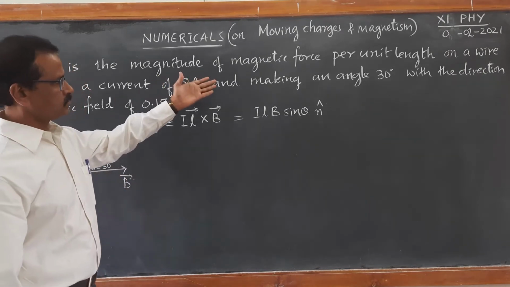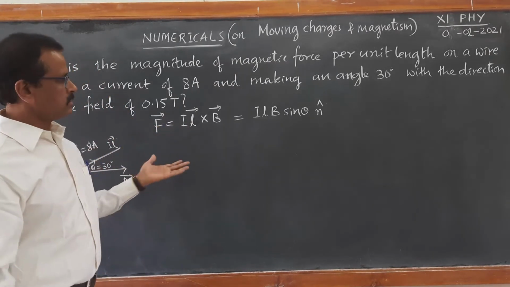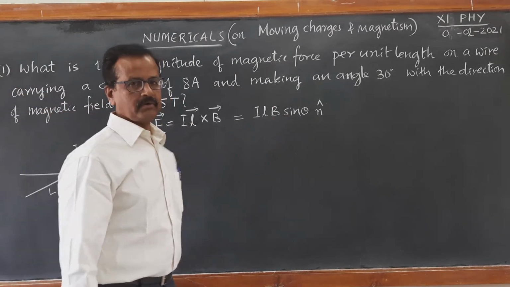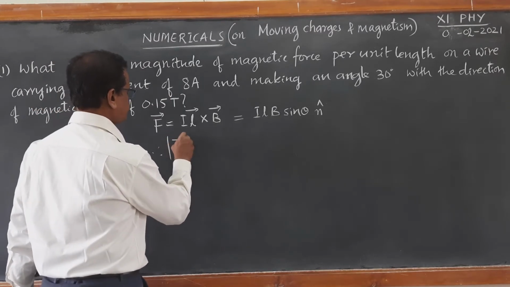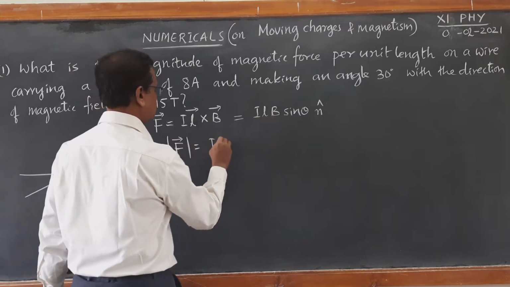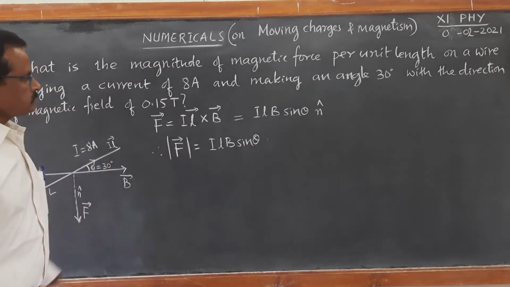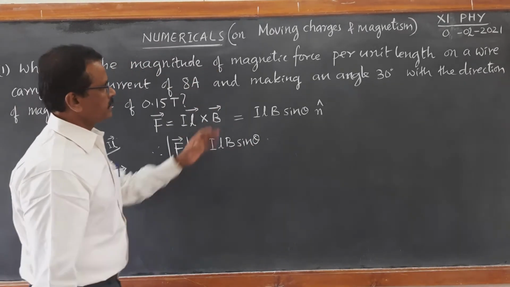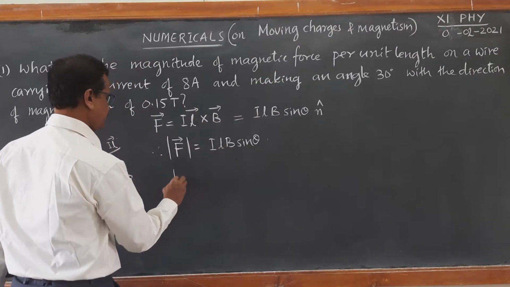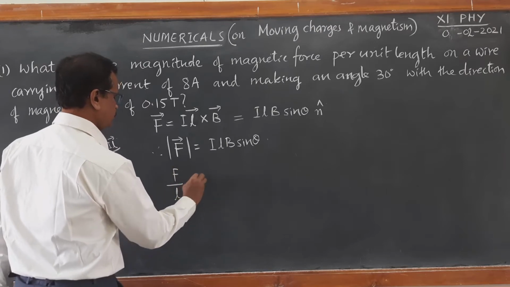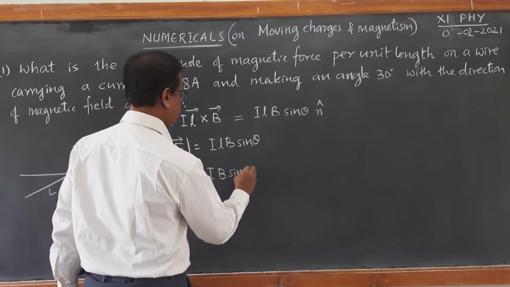But the question is asked to find out only the magnitude of magnetic force per unit length. So you need not worry about the direction. Therefore, magnitude of force is equal to ILB sin theta. Here, length of the conductor is not given. So he has asked to find out only the force per unit length. Therefore, you take this length to the left hand side, it becomes F by L. Force per unit length is equal to IB sin theta.